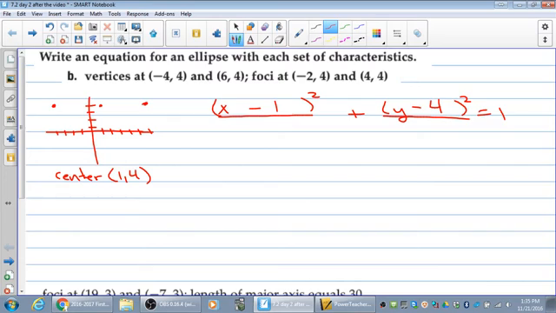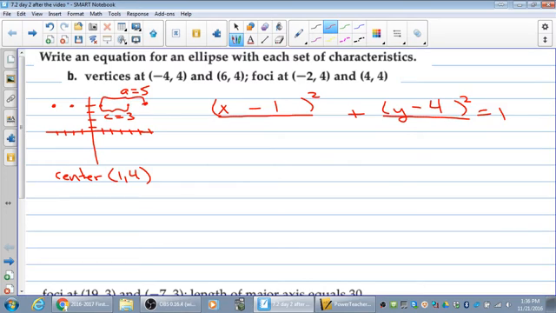They tell us that the focal points are at -2, 4 and 4, 4. Now the distance from the center to a vertex, that is A. The distance from the center to a focal point, that is C. A is, what did we say, 5 units away? And so A is 5, and C is 3.